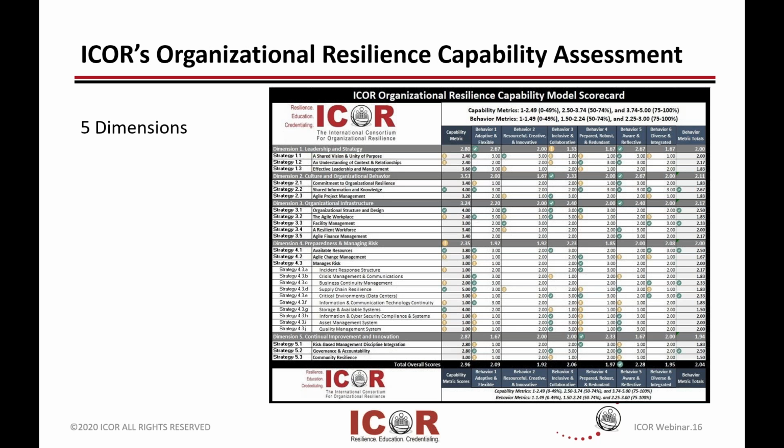So the actual assessment itself has a scorecard where everything rolls up, and you can see the little green check marks mean you're doing well. The exclamation points in yellow or gold are things that you need to take a look at. I'll be talking in more detail on each of these, but we have essentially those 5 dimensions, and I'm going to talk about each one of those. And as part of those dimensions, we have 17 strategies along with 10 sub-strategies. Overall, then, we have 95 capabilities, and we have 6 categories of behaviors.